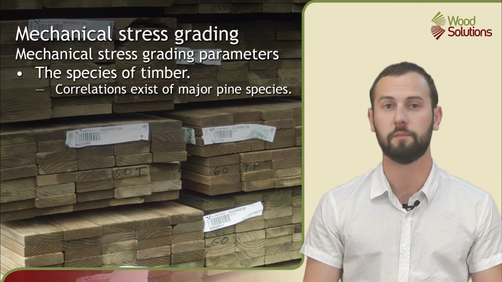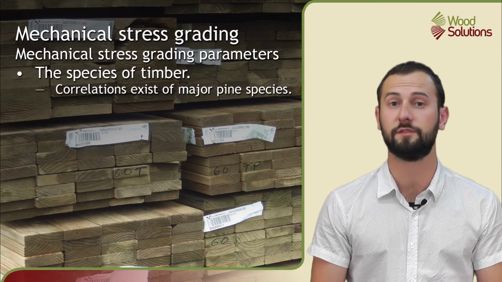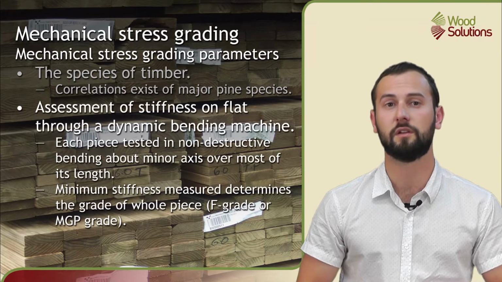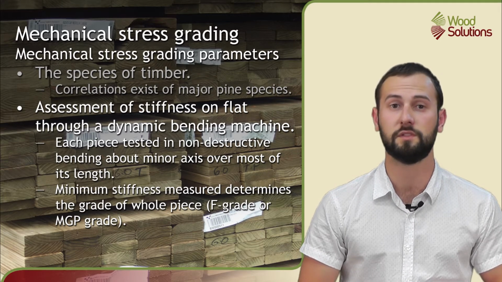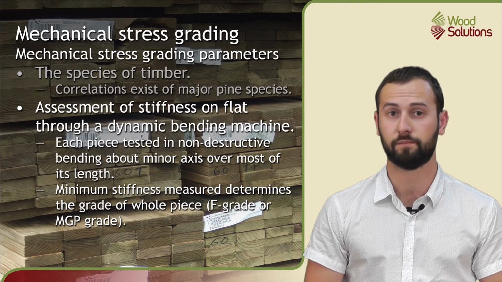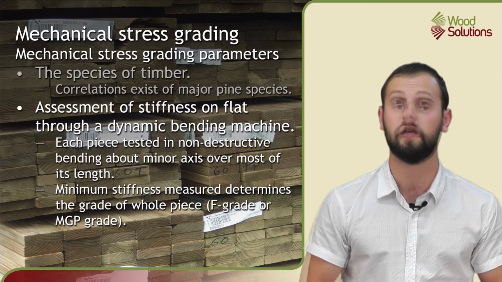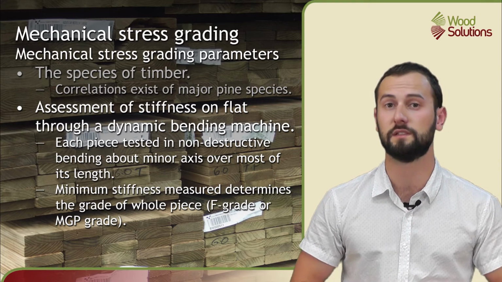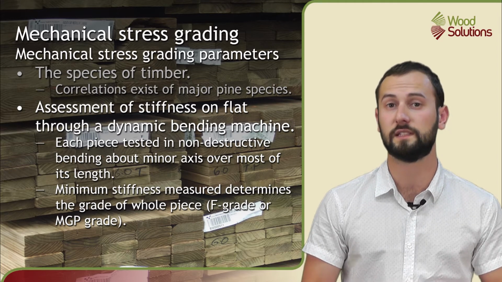In mechanical stress grading, the species of the timber is known. This is the first parameter. The timber then goes through a dynamic bending machine at high speed and is subject to a non-destructive bending load on the flat along most of its length. Its stiffness, or how much it bends under this load, is determined, and this stiffness is used as a surrogate for the full structural properties of the piece. This is the second parameter.